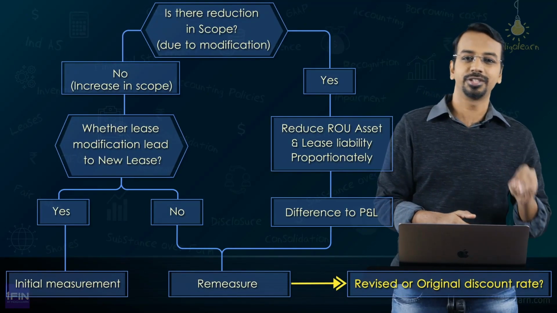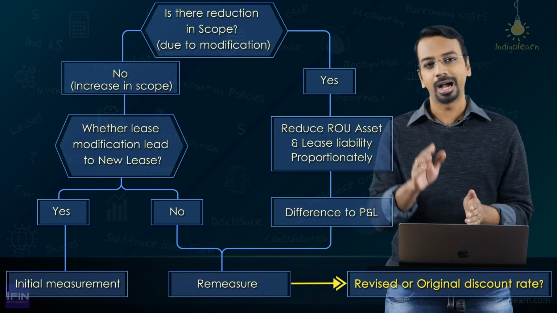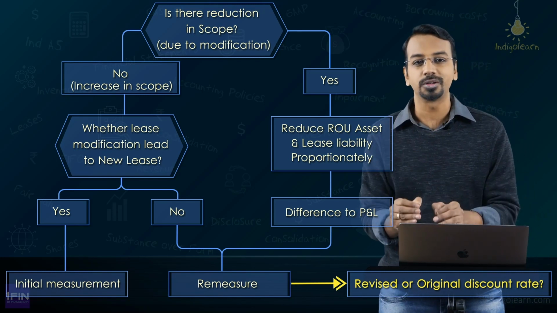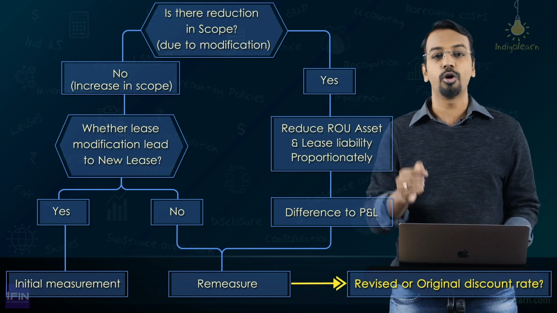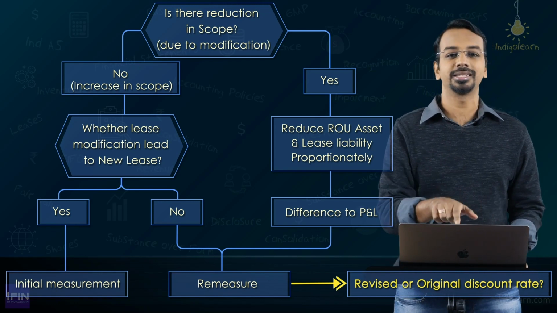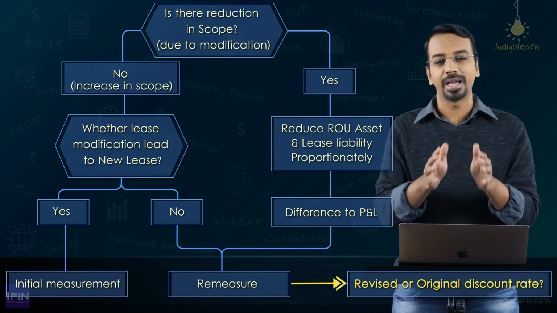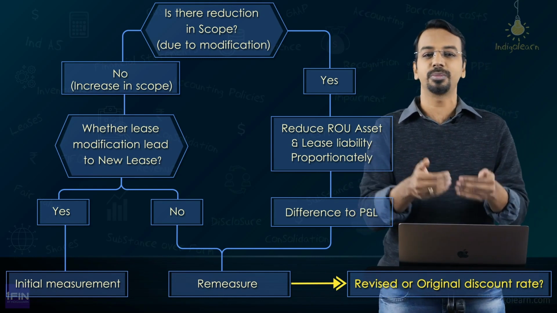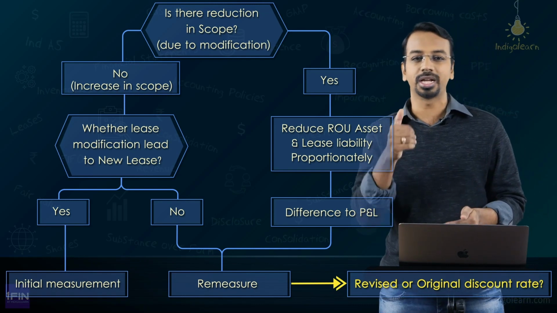Is there a reduction in scope? No, there is no reduction in scope. In fact, there is an increase in scope. Now, please note that a lease modification will be accounted for separately only if there is an increase in scope by adding one or more right of use assets. Are we adding another asset here? We are not adding another asset here. We are just extending the lease term. So, it will be as good as a remeasurement. Remeasurement of what? Remeasurement of lease liability and a corresponding adjustment to the right of use asset.